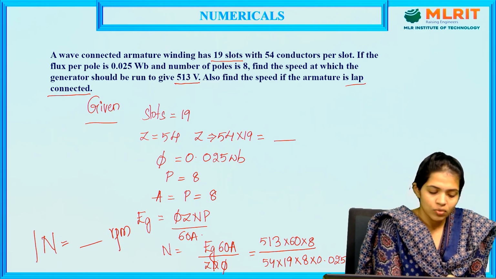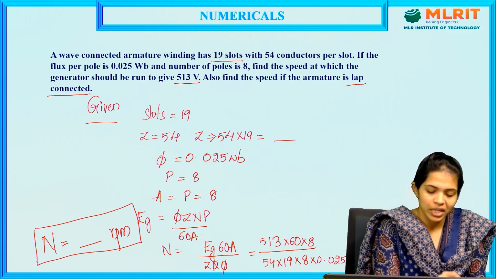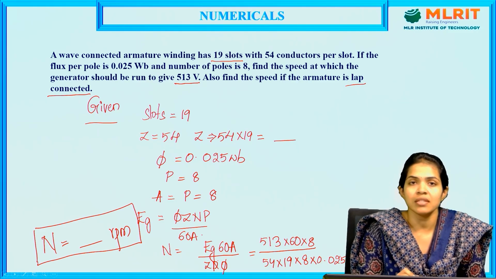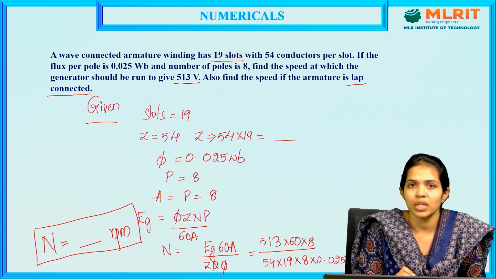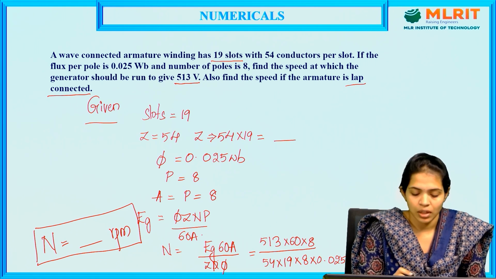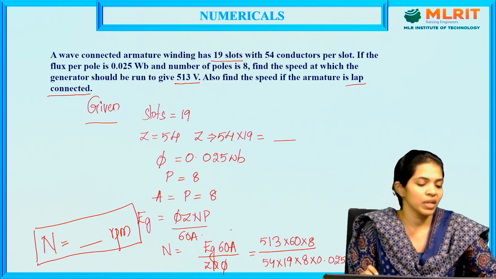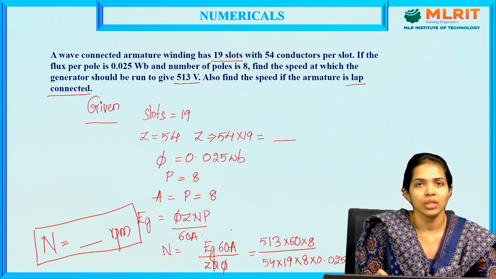So this is how, by using the EMF equation of the generator, we can also find out, if asked, the speed with which the generator is rotating, or we can also find out any other terms which are asked in the question. This is how we calculate the speed in this particular problem. Moving on to the next numerical.